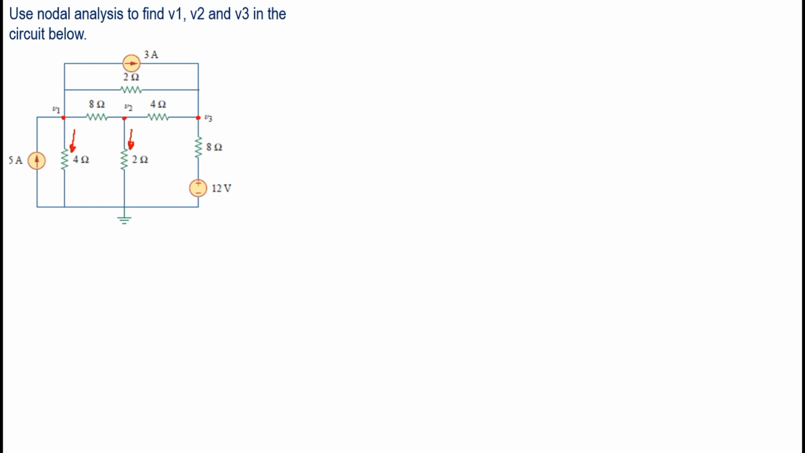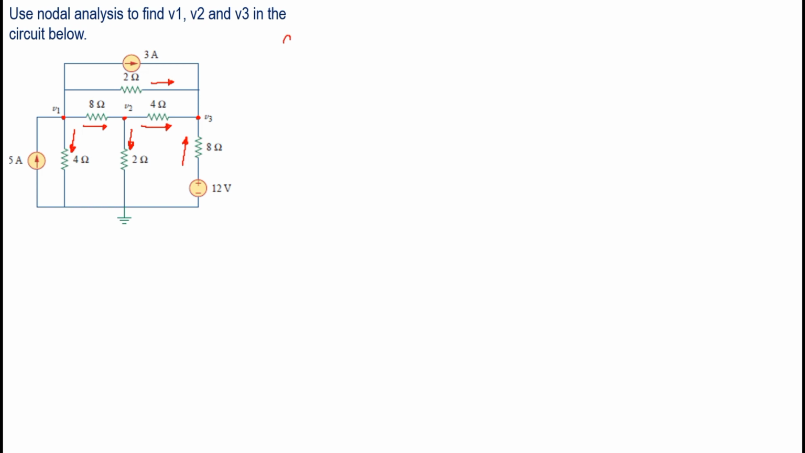Then for the current here, we have a voltage source of 12 volts and its polarity is positive-negative. Therefore, it flows upward, so it enters the node V3. And then for the current that flows through 8 ohms, let's assume that it is flowing to the right. Also for the 2 ohm here, it's to the right.